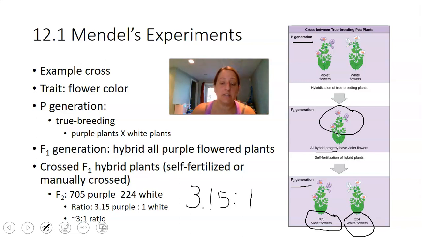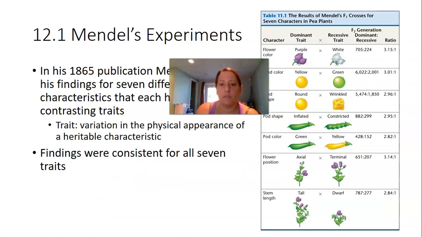Okay, you're going to see this 3 to 1 ratio in lab this week. You've got 4 cobs of corn to look at. 2 of them are going to show a 3 to 1 ratio. Okay, think about that. How do you get the 3 to 1 ratio? Let's go a little bit further.